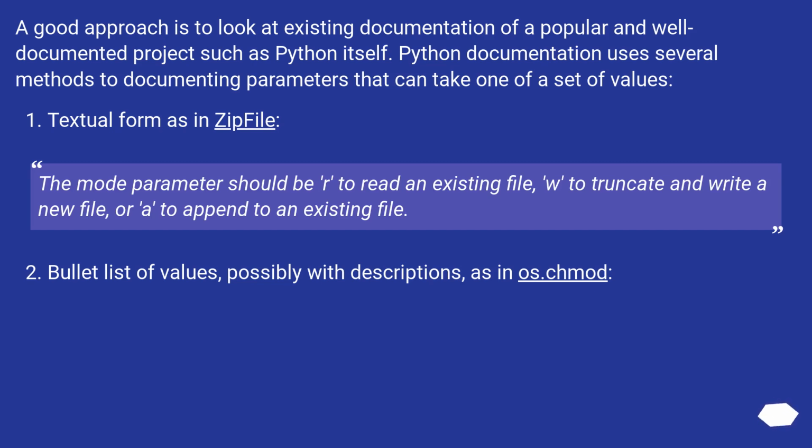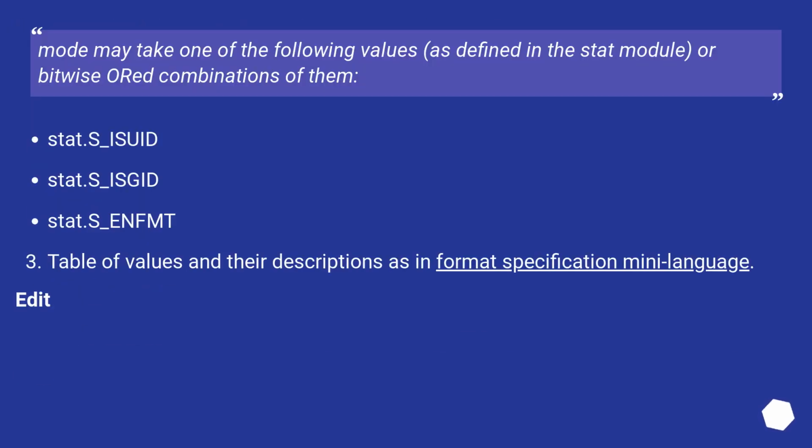Bullet list of values, possibly with descriptions, as in os.chmod: mode may take one of the following values, as defined in the stat module, or bitwise ORed combinations of them: stat.S_ISUID, stat.S_ISGID, stat.S_ENFMT. Table of values and their descriptions, as in the format specification mini-language.